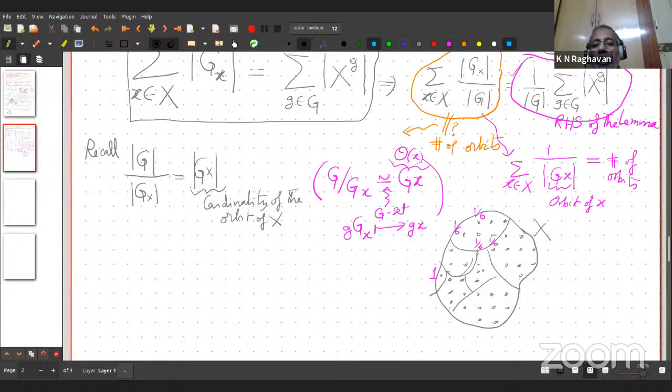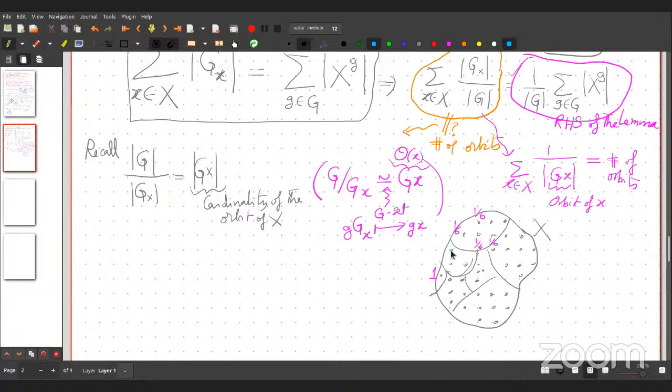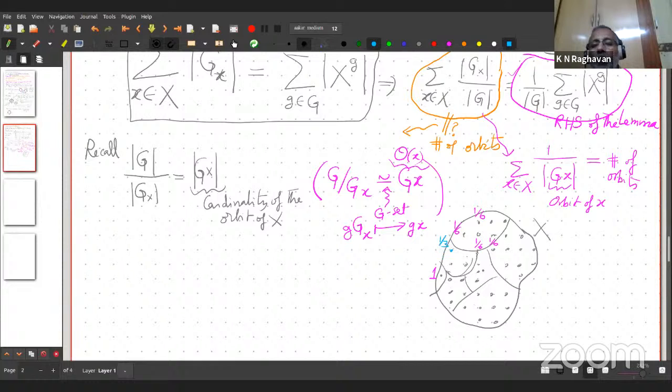What is the weight attached? I'm calling this the weight attached to the element, just for the sake of explanation. So 1 by 3, 1 by 3, 1 by 3, 1 by 3, right? Each one of them is 1 by 3. Very good. What is the weight attached to these?